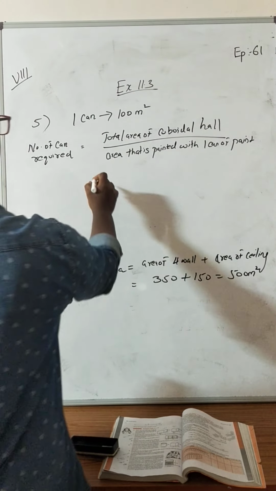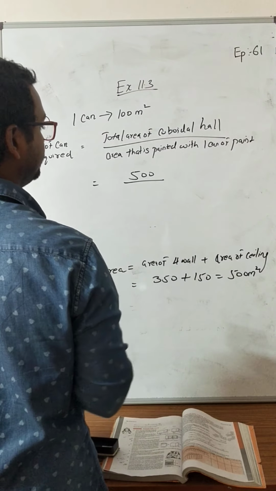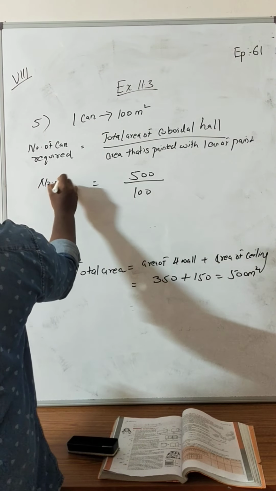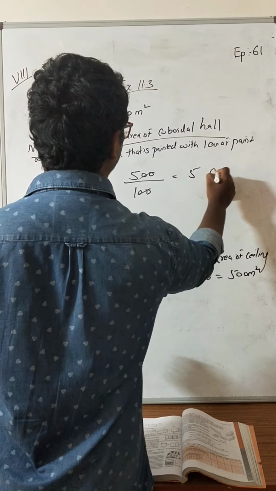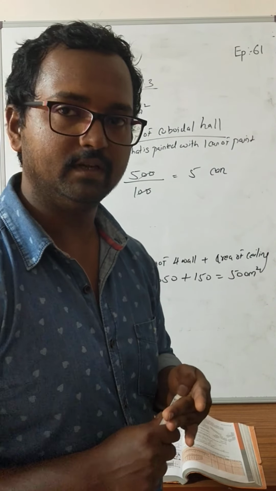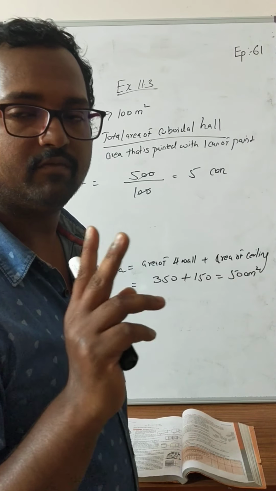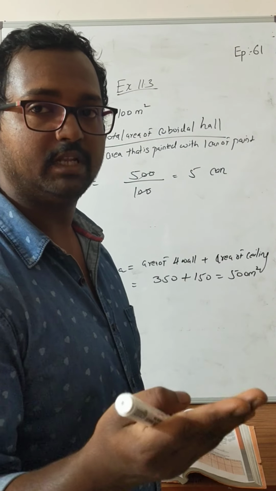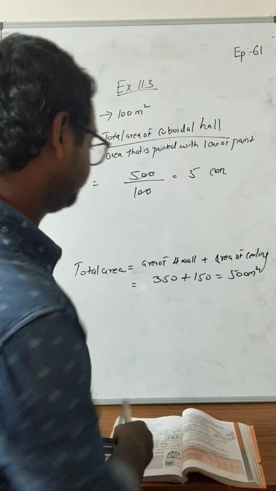So the total area of the cuboidal hall is 500, divided by the area that is painted with 1 can of paint, which is 100. Number of cans is equal to 500 by 100 is equal to 5 cans. So with 5 cans we can paint up to 500 meter square of area, because with 1 can we can paint only 100. With 2 cans we can paint up to 200, with 3 cans up to 300, with 4 cans up to 400, and with 5 cans up to 500 meter square of area.